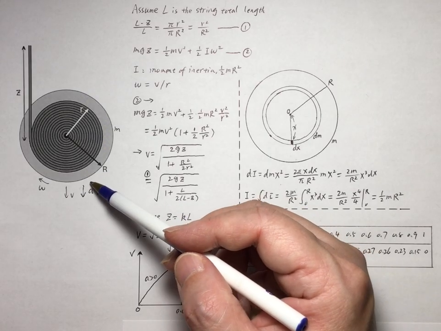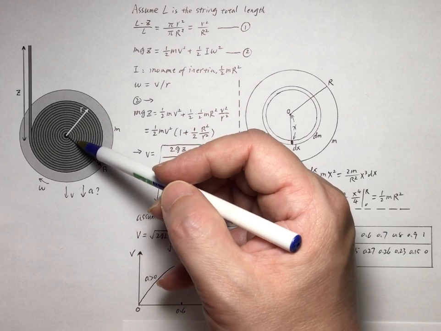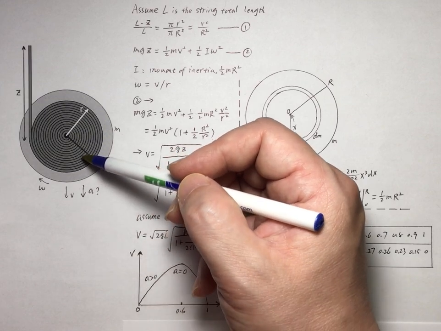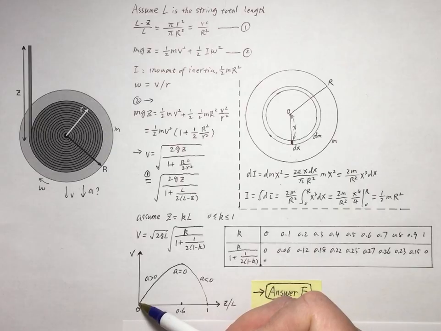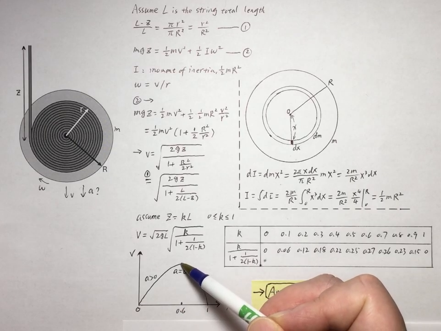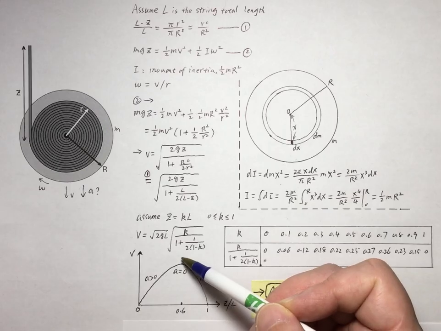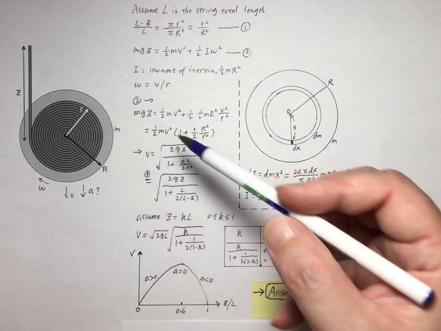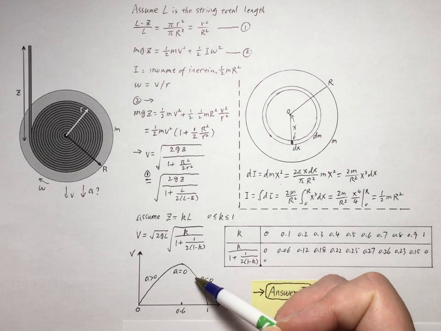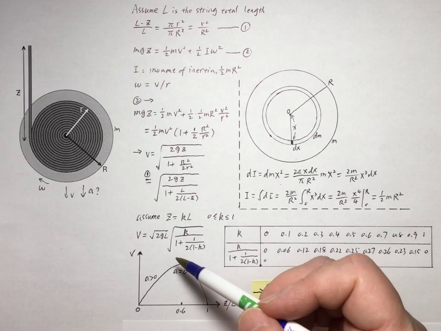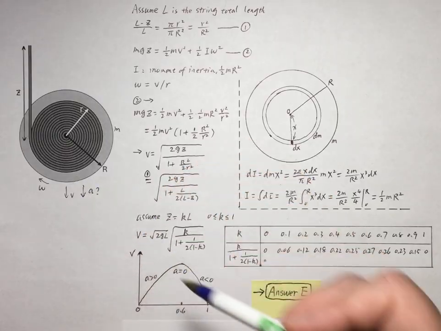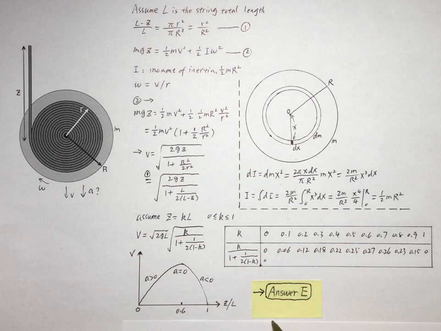If you look at this figure, when the yo-yo is going down, initially a is greater than 0, meaning it's accelerating. But at some moment v begins to decrease, so the acceleration is actually pointing upward. This corresponds to answer E, and all other answers from A to D are not correct.